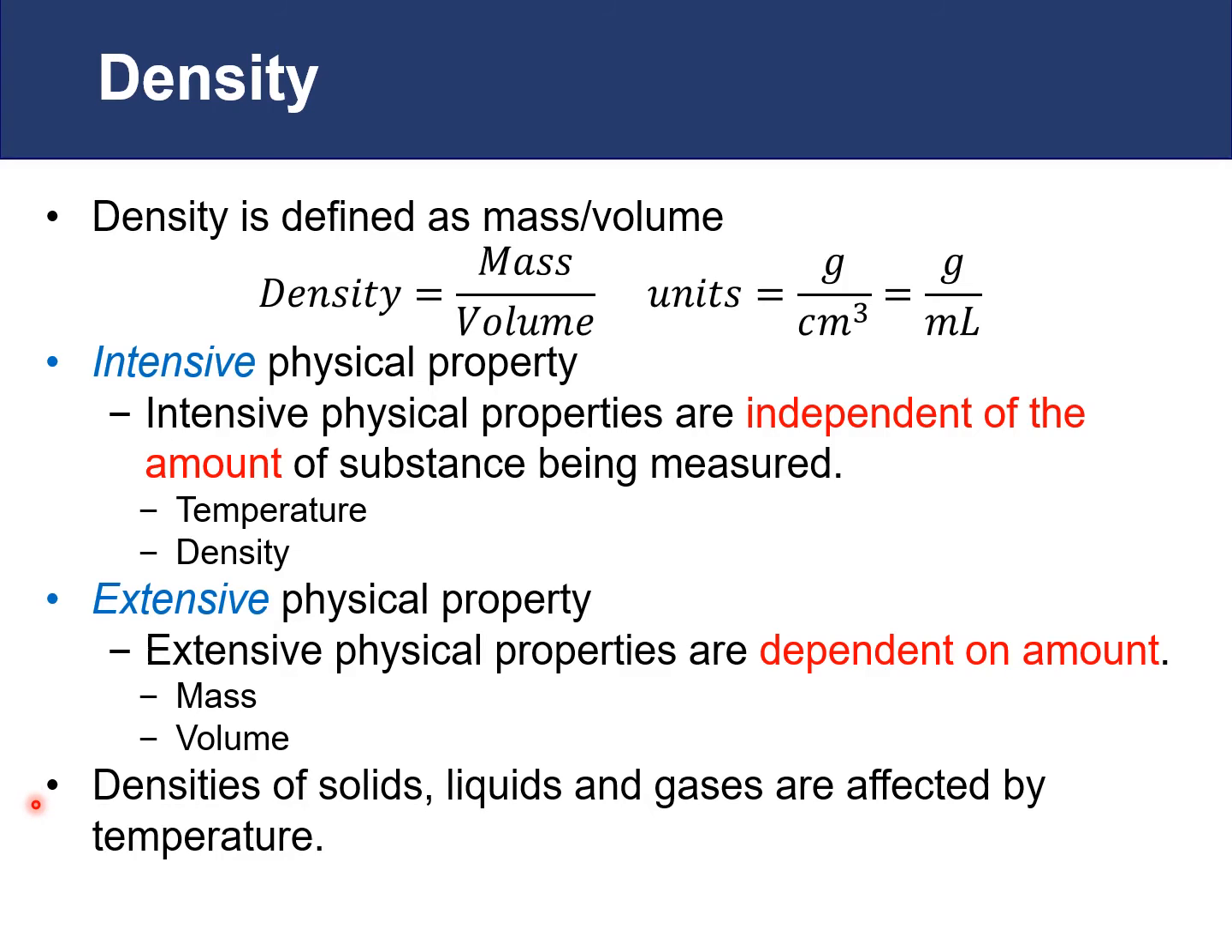The densities of solids, liquids, and gases are affected by temperature. So when you're working with densities, it's important to keep track of whether you're working at 25 degrees Celsius, 30 degrees Celsius, 40 degrees Celsius, or whatever you're working at. This could affect the density. And because density is a common conversion factor that we'll be using to go from mass to volume, it's important to keep that in mind.